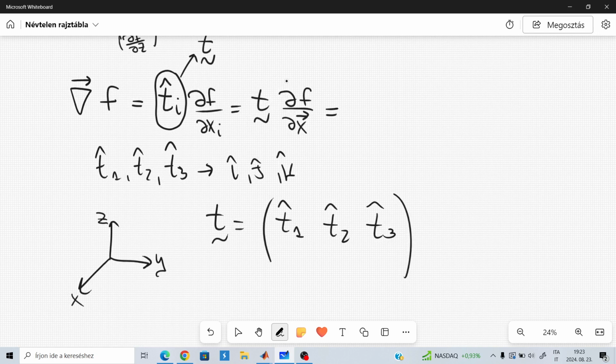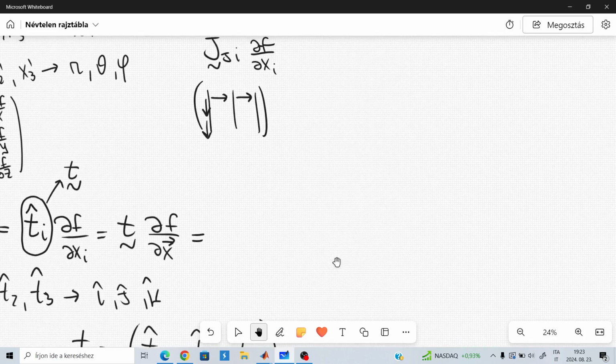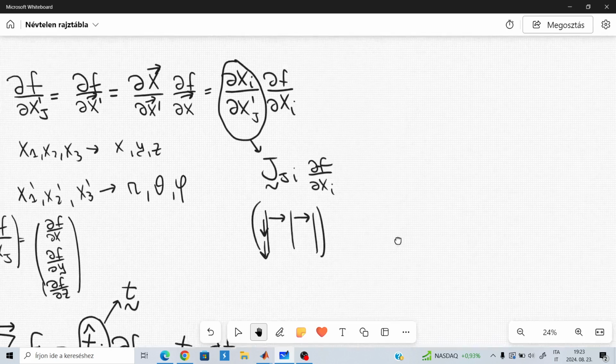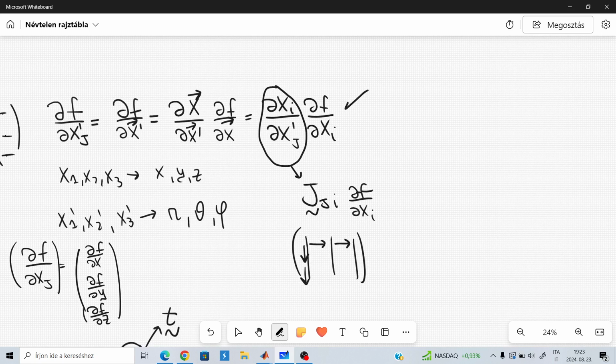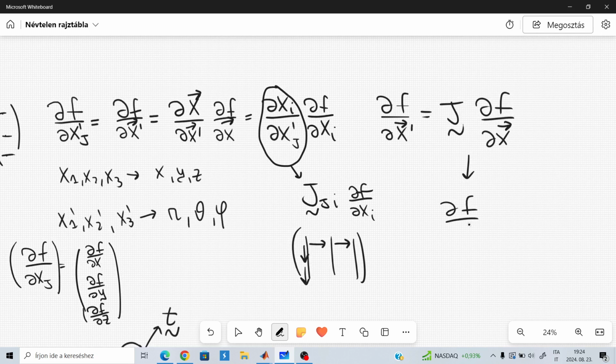This can also be written in spherical coordinates, but in that case we have a transformation rule for t, and we also have a transformation rule for the partial derivatives. The transformation rule for the partial derivatives is written here. In particular, df over dx prime is equal to this Jacobian matrix, which is called J, times df over dx. So from here we can also write df over dx equal to J inverse times df over dx prime.